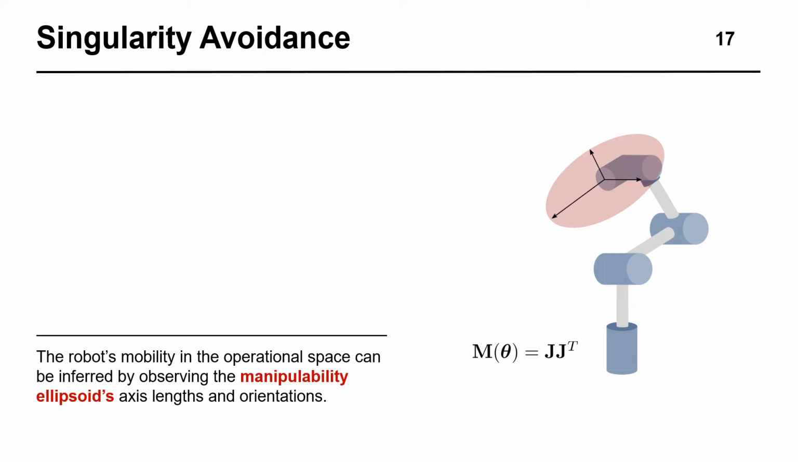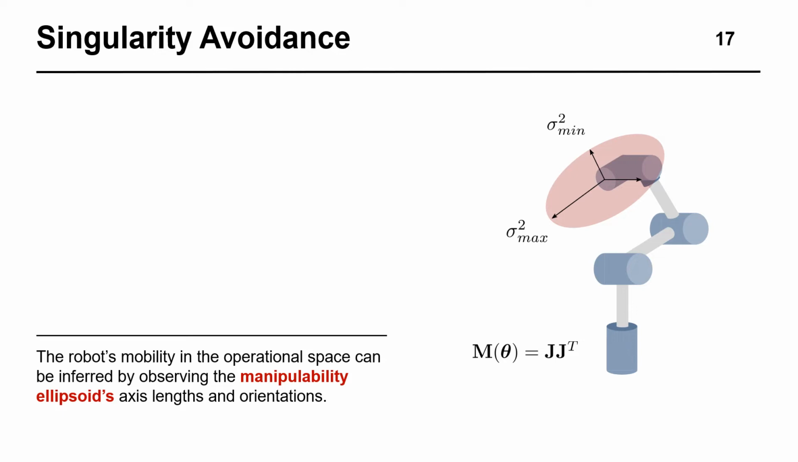The capacity of joint movements to produce motion in an operational space direction is proportional to the lengths of the manipulability ellipsoid axes. In fact, these lengths are exactly equal to the squared singular values of the robot's Jacobian, giving a clear geometrical interpretation of its conditioning.